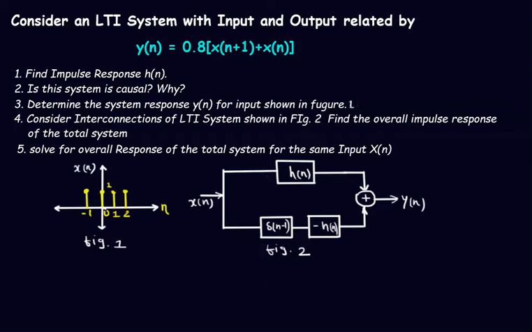I will explain the whole example completely with all the proofs. So this is our question. Consider a linear time invariant system with input and output relation given by y of n is equal to 0.8 into x of n plus 1 plus x of n. Means if we feed one x of n to the system, then we will have this kind of output.